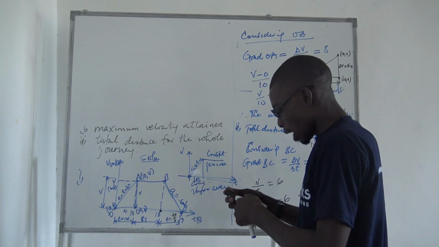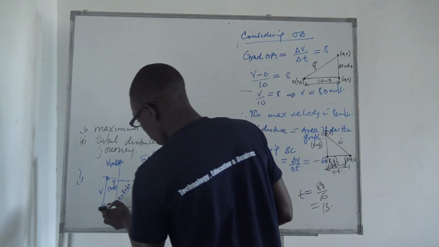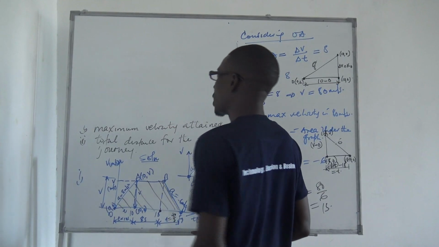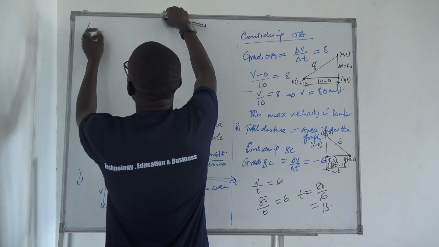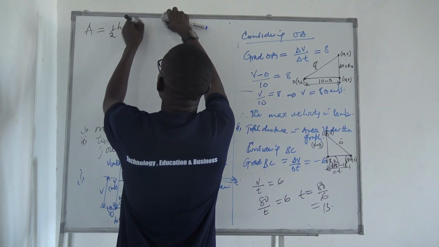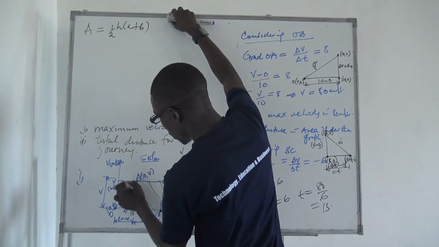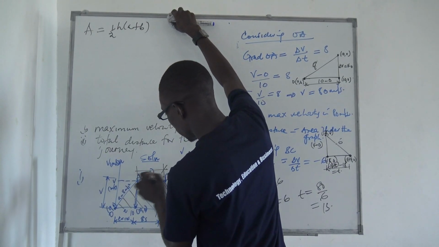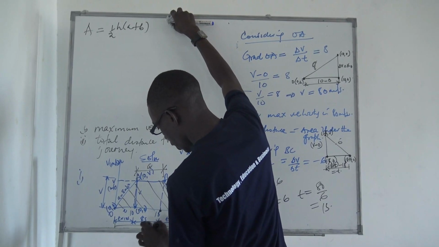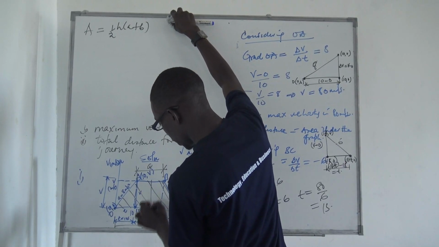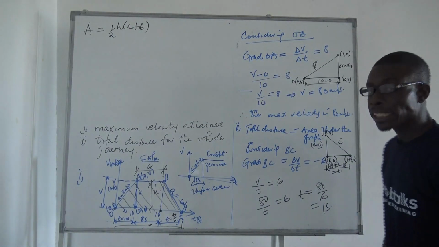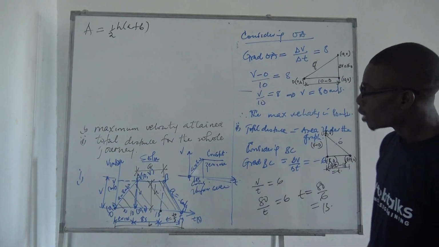I can calculate the area by saying that this is a triangle. This is a trapezium. Area will be equal to a half h into (a plus b), where this distance here is my a, this distance here is my b, and this height here is my h. That is what I can tell you.